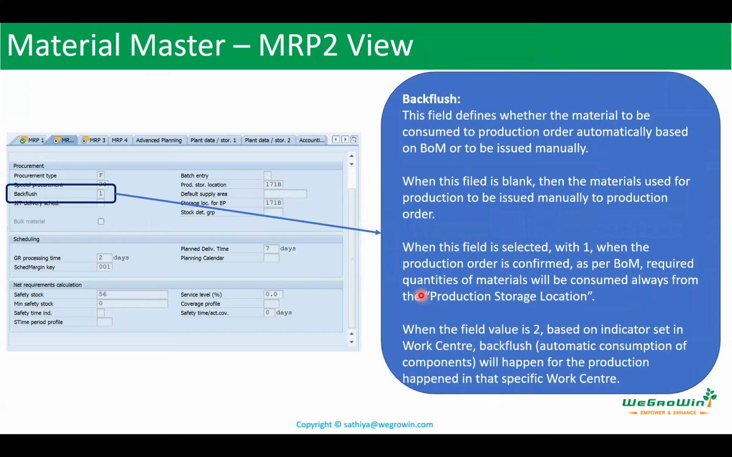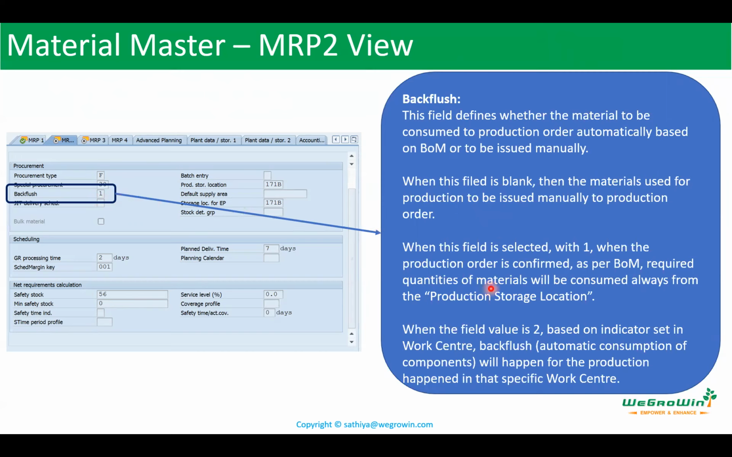No. If you define the storage location, that is one thing where it has to take from. But backflush will happen based on this field, which we are going to discuss now. This backflush field defines whether we have to backflush or not. If I keep this field blank, we have to manually issue the item to production. It will not backflush. Automatic consumption will not be there.